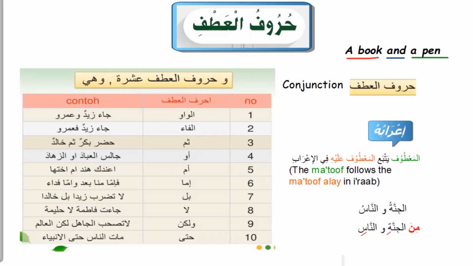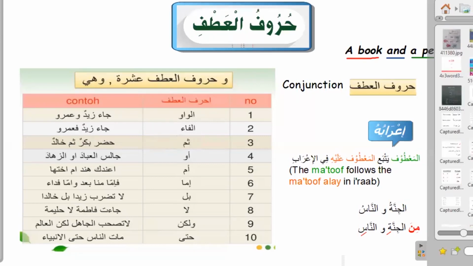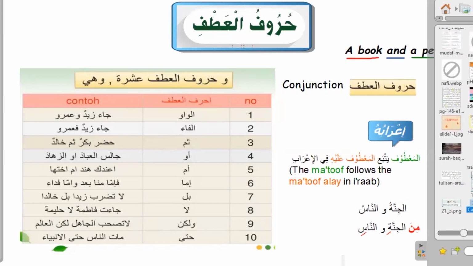So let me just give you a brief example, then we close. We end the lesson here, inshallah. Let me just show you something here.